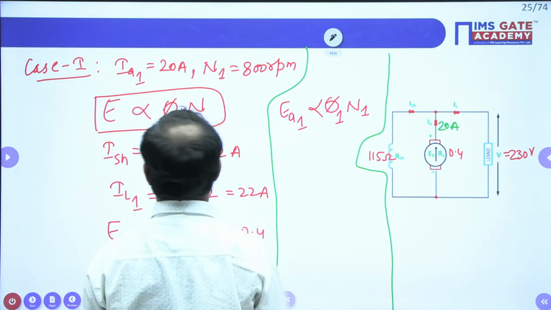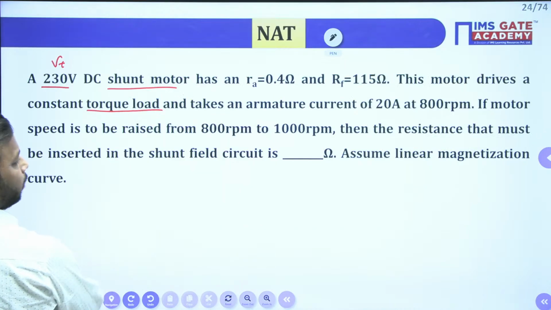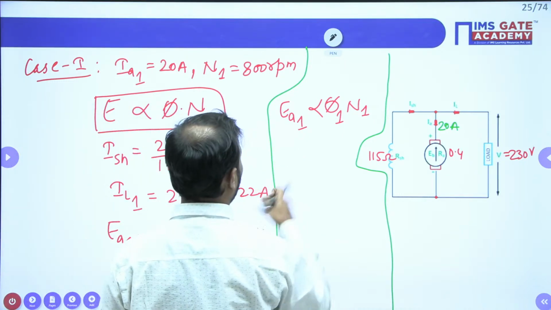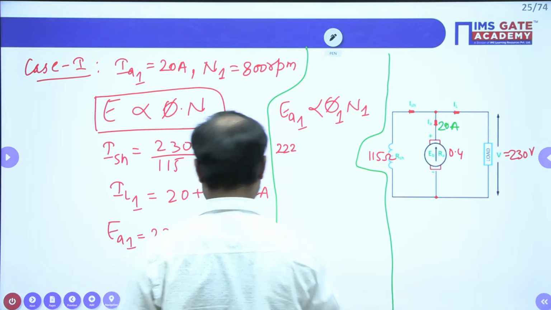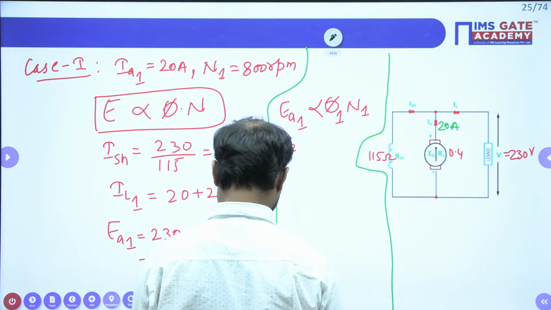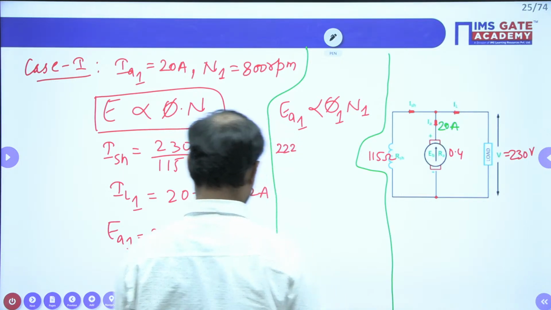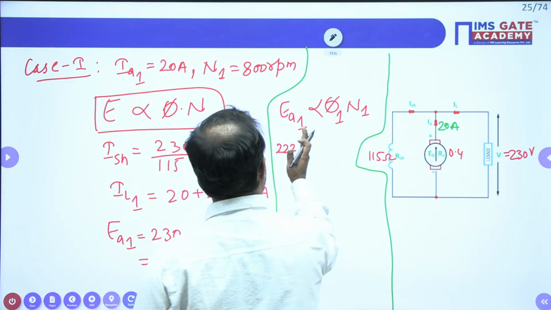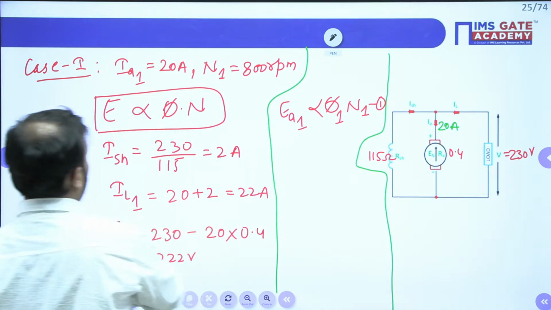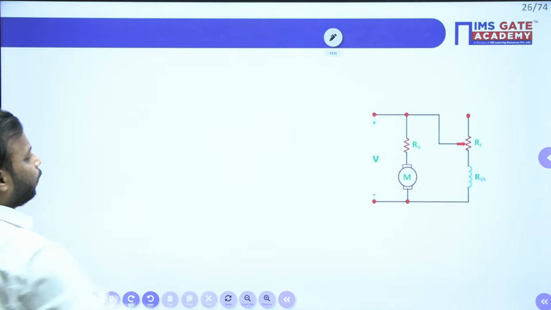All right. So we have this part. N1 is given 800. So this is 222, or we can keep this one only. Okay, let me keep this as equation 1. If you require the other thing, we can find it later. All right, now moving ahead.